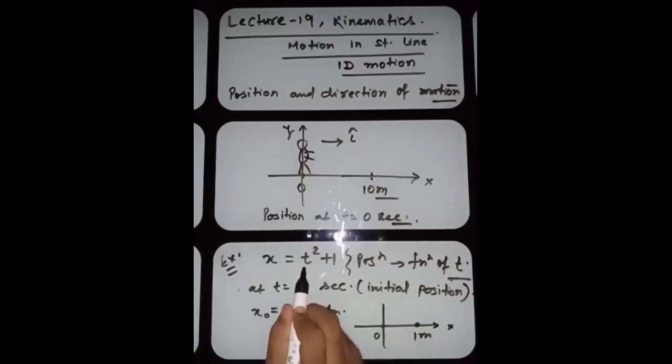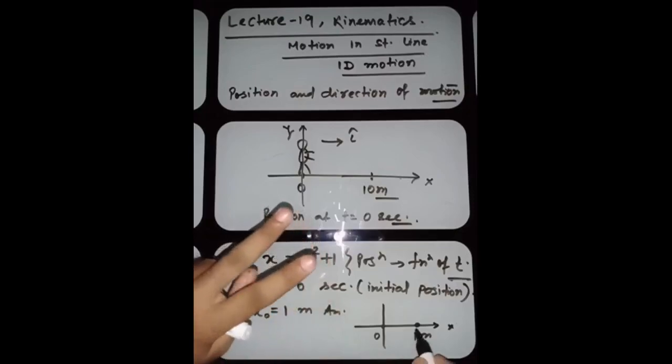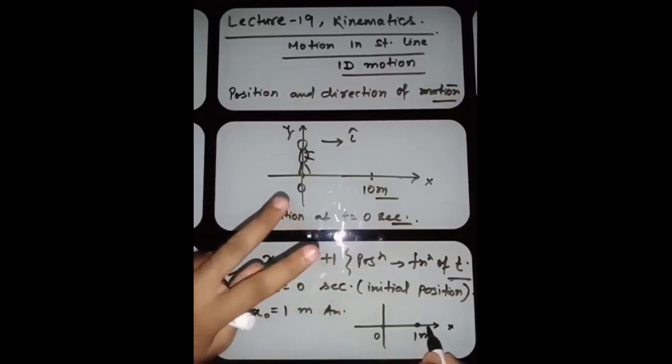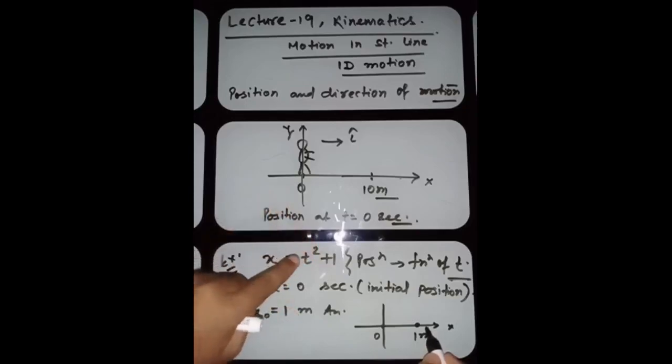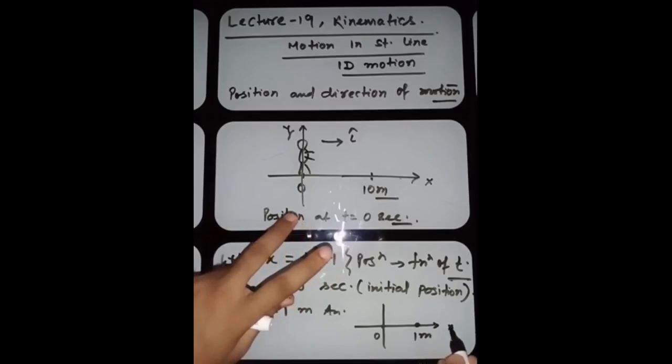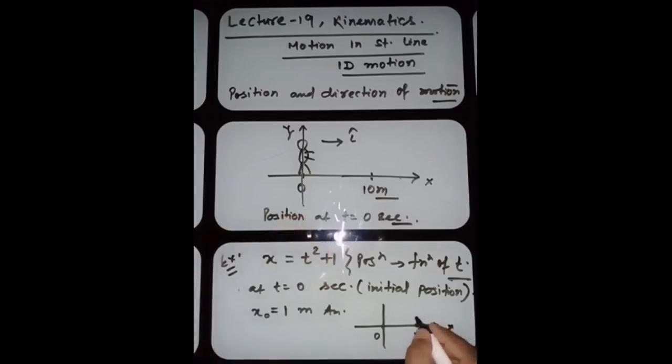So if you put here the time 1 second, you will find x equals 2 meters. It means the particle moves towards the positive, to 2 meters. If we put here 2, then it will move to 5 meters. It moves along the x-axis to 5 meters. Of course, the particle is moving along the positive x-axis. So the direction is i cap. I hope you understand, my dear students. Yes. Now the next question.